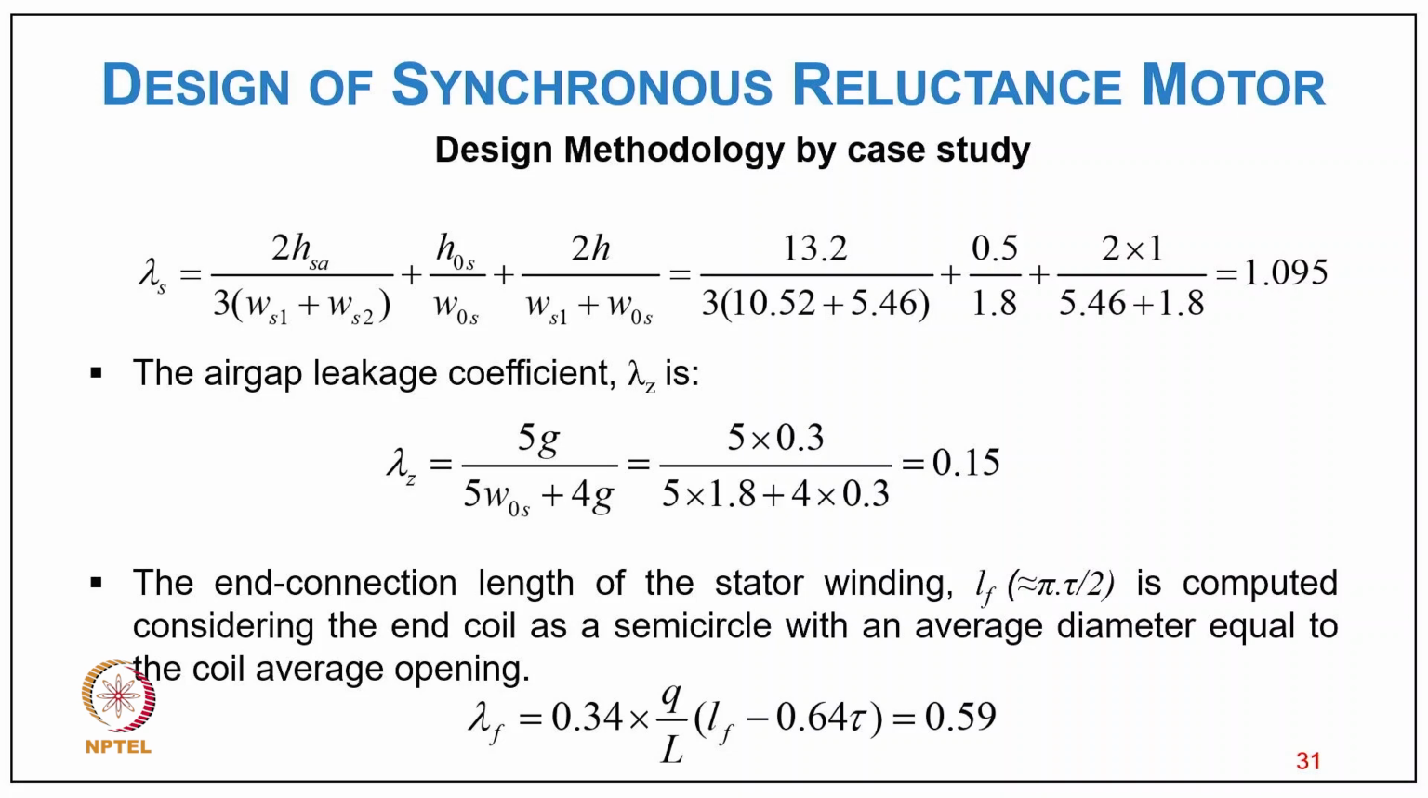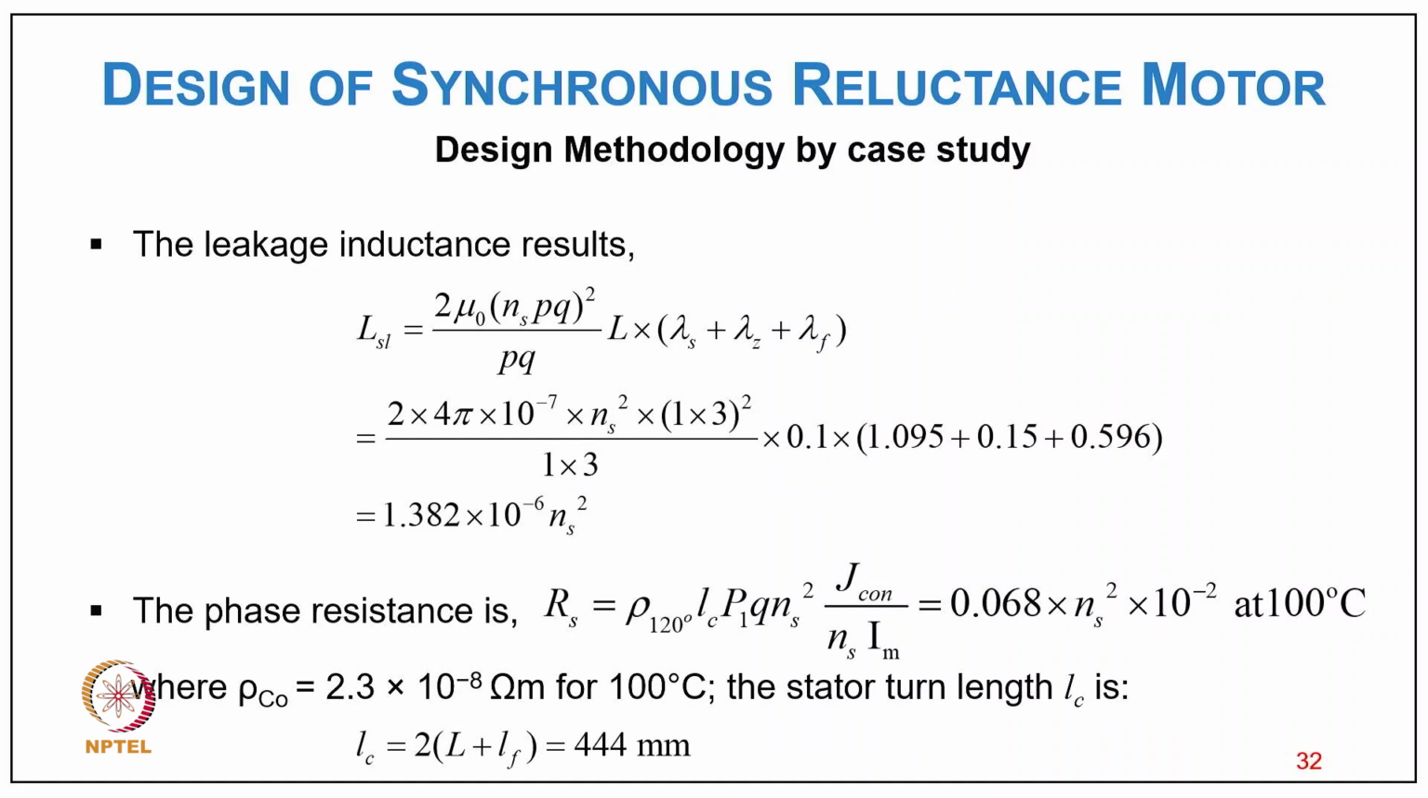So, the end connection length of the stator winding LF = pi into tau by 2 is computed considering the end coil as a semicircle with an average diameter equal to the coil average opening. So, lambda F = 0.34 q upon L (LF - 0.64 tau), that is 0.59. So, the leakage inductance results in LS1 = 2 mu0 Ns pq square upon pq into L multiplied by (lambda S + lambda Z + lambda F), and putting value, it comes 1.382 10 power minus 6 NSC square.